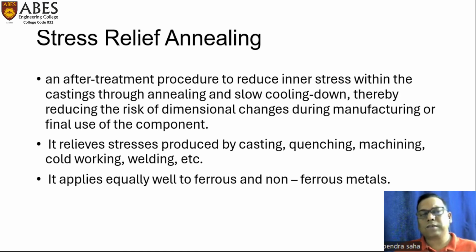Further, the classification of the annealing process is divided into four types. Number one is full annealing, number two is spheroidizing, number three is stress relief, and number four is process annealing. Every type of annealing process has its own behavior and its own target.